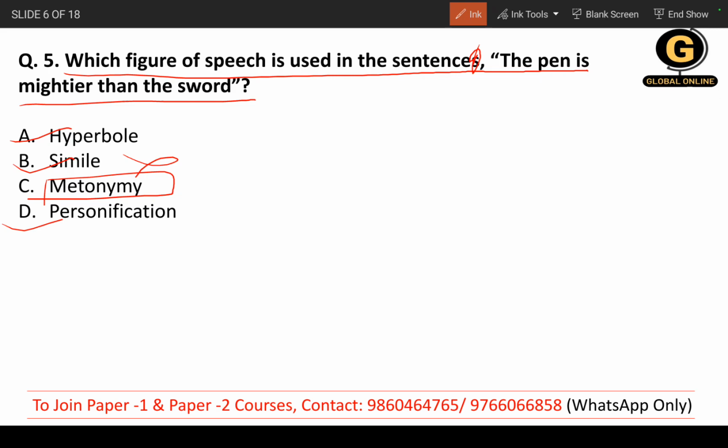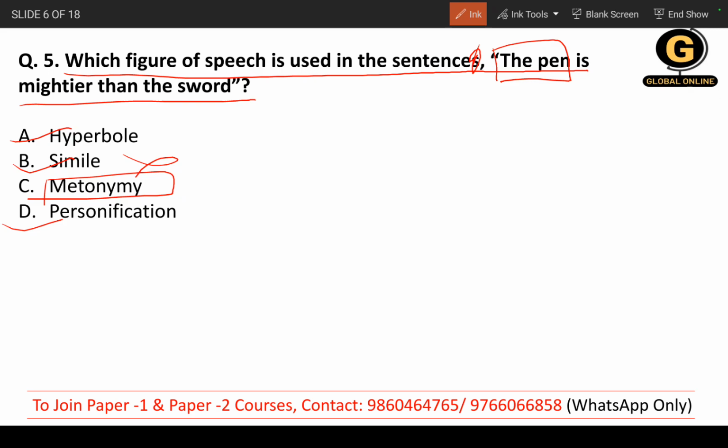What do you mean by metonymy? Metonymy basically uses a substitute word related to it. For example, the pen is substituting the word writing. The whole writing process is substituted by the pen, right? So it's a metonymy where you use a substitute word related to it.